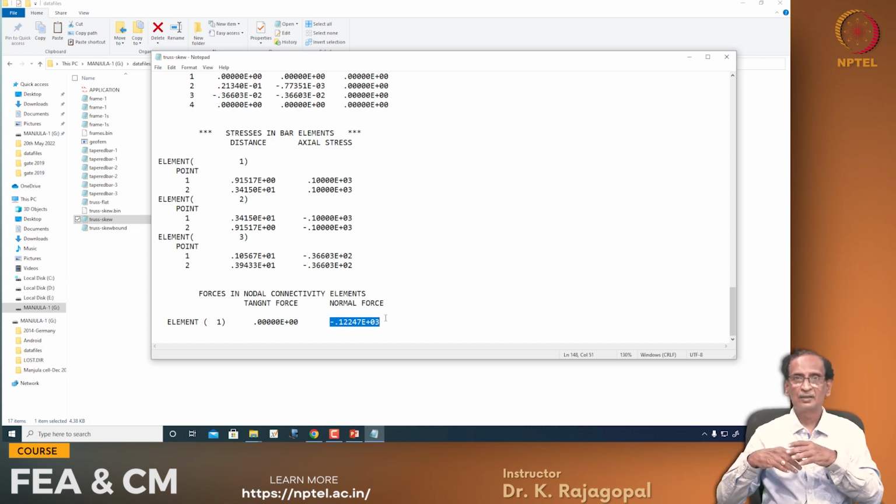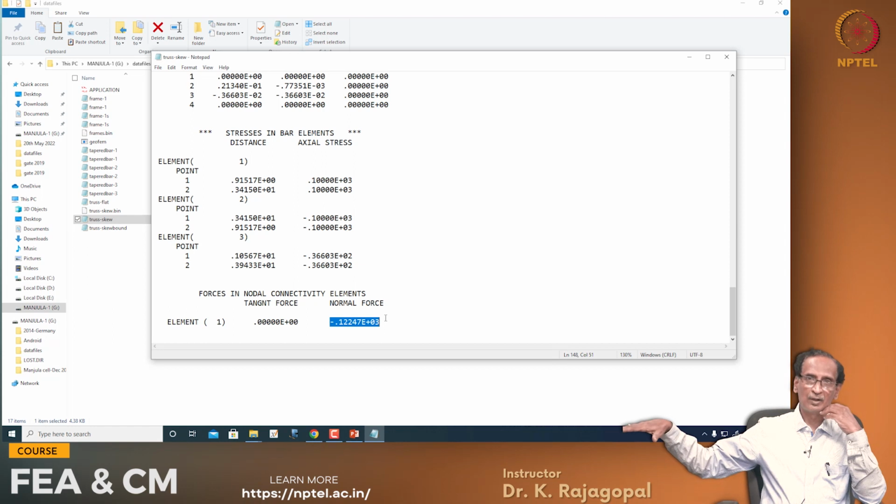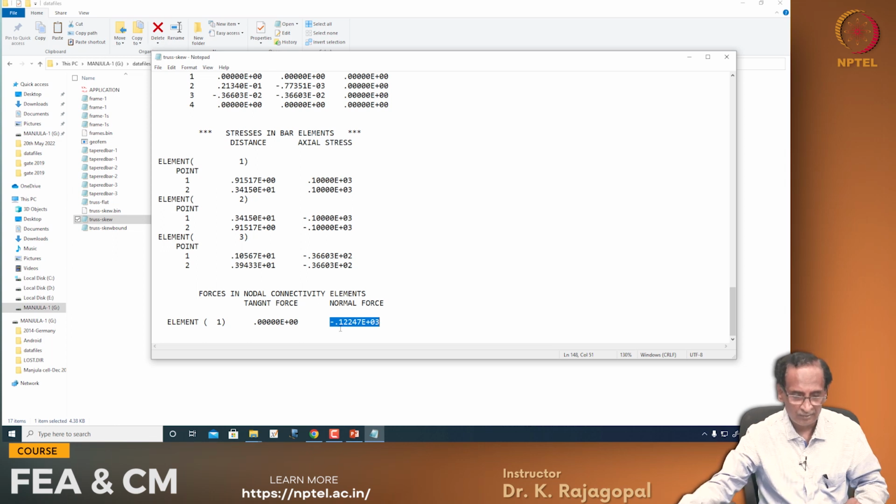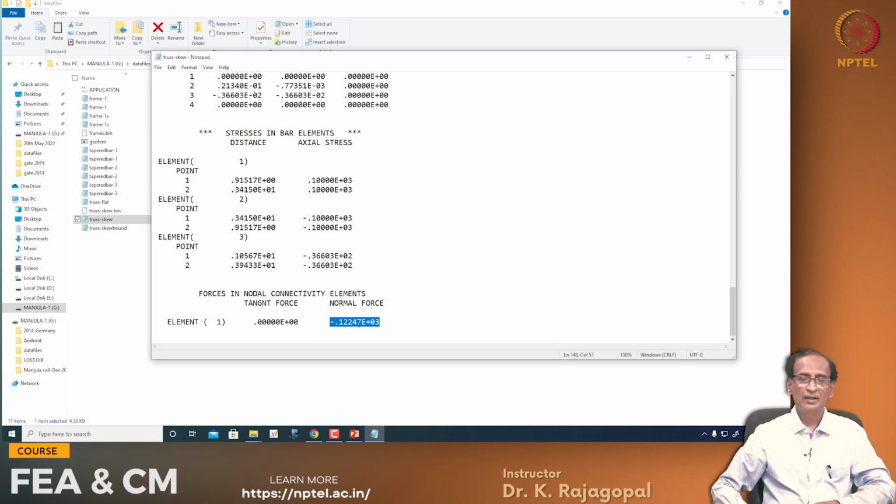See, previously when our roller support was on horizontal flat ground, it was 86.6, and now we are getting 122.47. But then if you multiply with sin 45 to resolve it in the vertical direction, we will get back our 86.6.